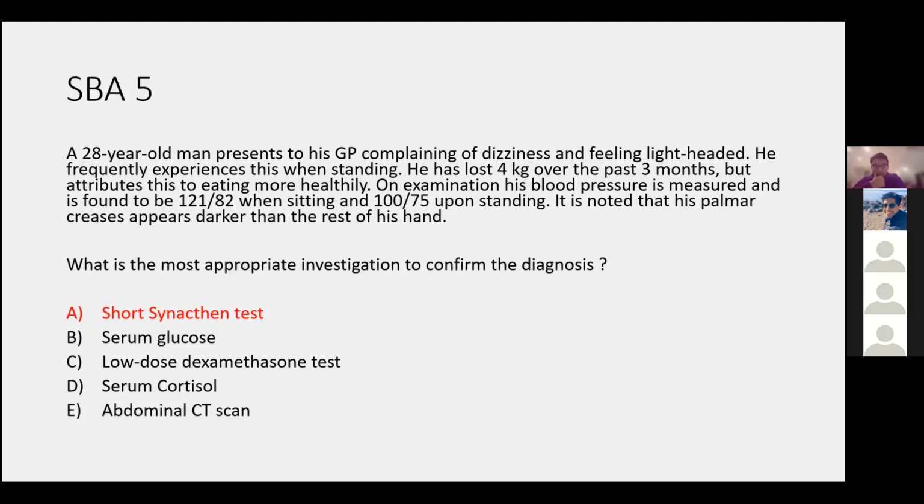So how do you investigate adrenal insufficiency? The first line investigation is a short Synacthen test. You give them some synthetic ACTH to see that they don't have an increase in their cortisol following this. The rest of the tests would not be confirmations of the diagnosis.